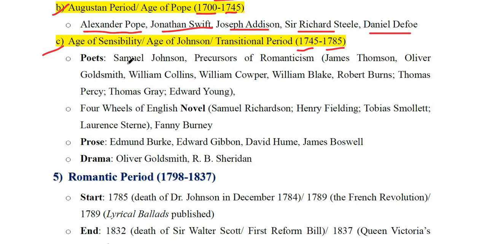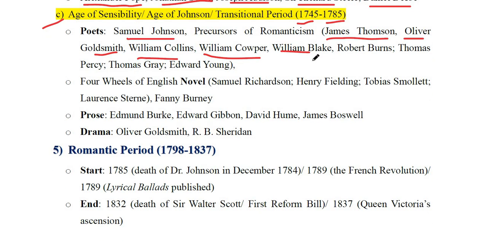So the major poets during this time, we have Samuel Johnson, and the transitional poets, they were also known as precursors of Romanticism or pre-Romantic poets. Among them, we have the most famous ones: James Thomson, Oliver Goldsmith, William Collins, William Cowper, William Blake. And about Blake, it is said that he was more romantic than the Romantics. So chronologically, he belonged to the Neoclassical period, but in his essence, in his content, in his treatment of his poetry, he is very, very romantic. Then Robert Burns, Thomas Percy, Thomas Gray, Edward Young.